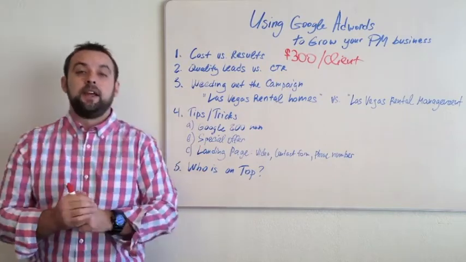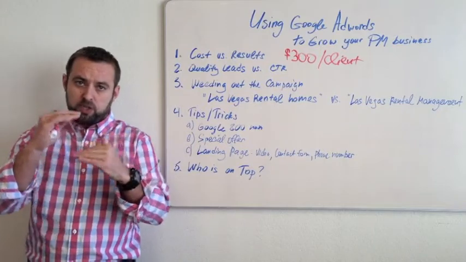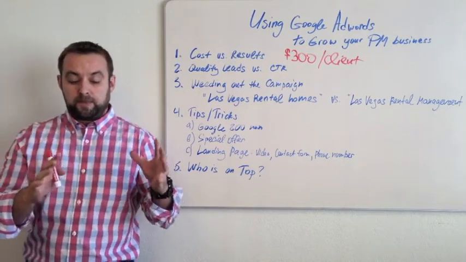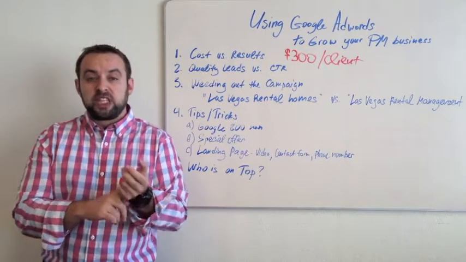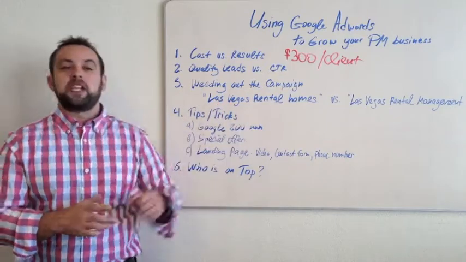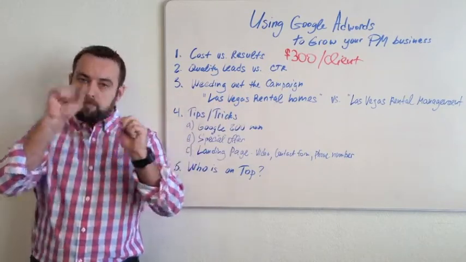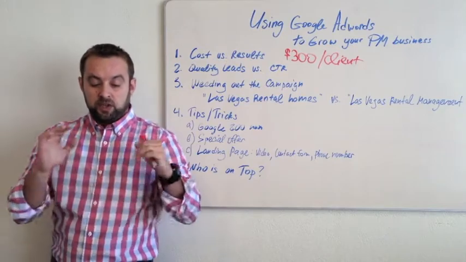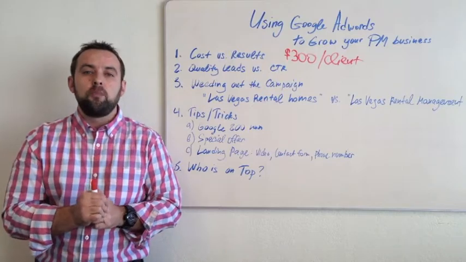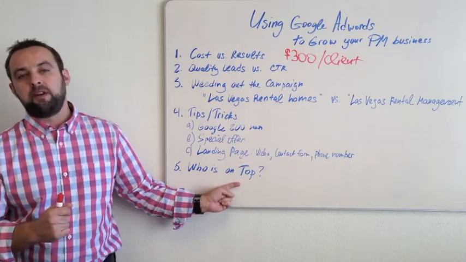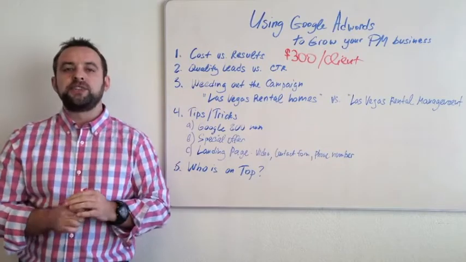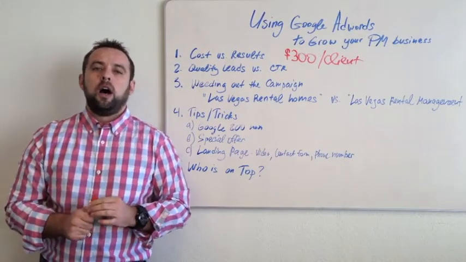Now, last thing, who's on top? The way Google determines whose ad shows up on top is through various metrics like click-through rate and relevancy of the ad, in other words, the keywords. So if, for example, you're looking for Las Vegas property management, then your ad had better say that within the ad itself. There are various different ways Google determines who's on top, but mostly, unless you want to overbid and pay more than everybody else, longevity is important as well. So if your campaign is running consistently, you will show up more and more on top.